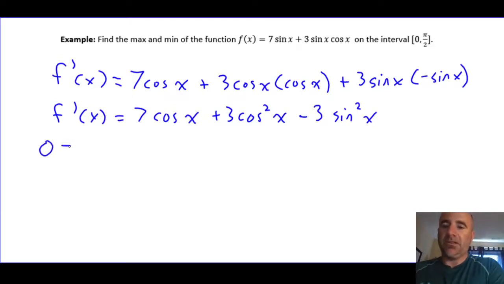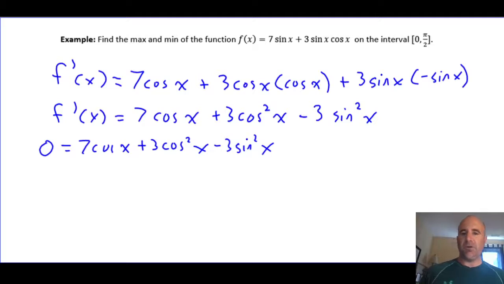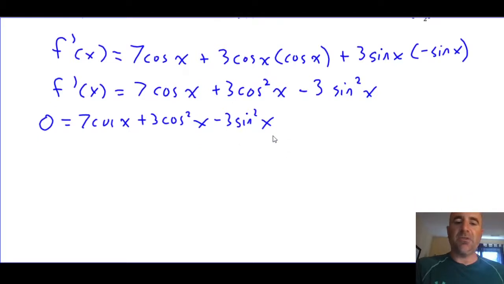So I want to know when it's equal to 0. And I'm left with another trig equation to solve. Now this one's maybe a little more complicated. I only have x. I don't have to worry about having x and 2x, but I've got cosines and sines. Now notice I have a sine squared x. I can actually replace that with 1 minus cos squared x and hopefully get something that works out a little bit nicer.